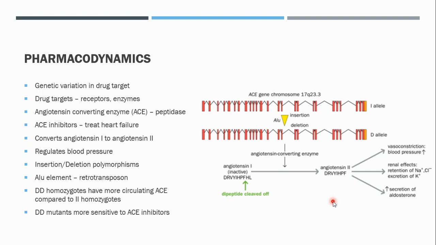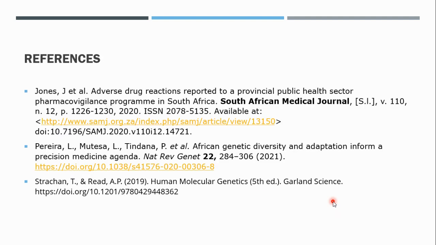So this brings us to the end of our lecture on genetic testing and pharmacogenetics. And you may refer to these two references, which were referred to in this paper, and most of the content was taken from Strachan and Reed, Human Molecular Genetics, 5th edition. Thank you.